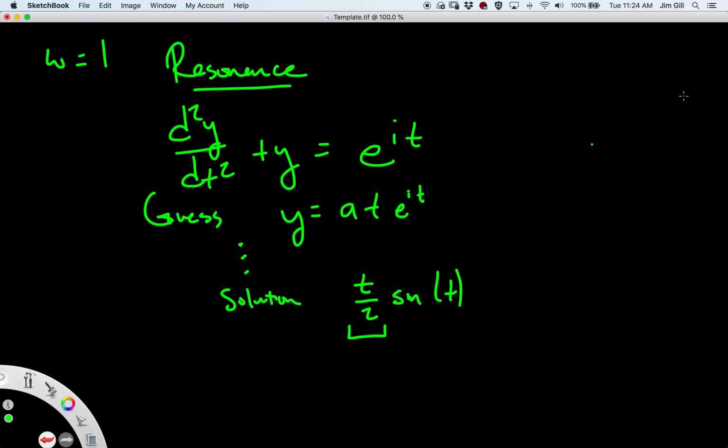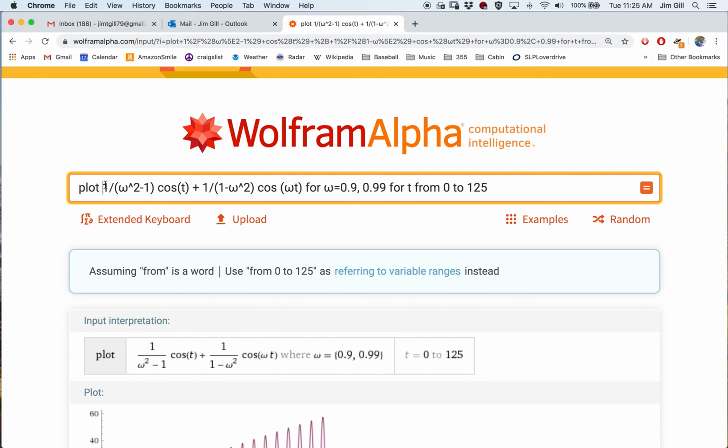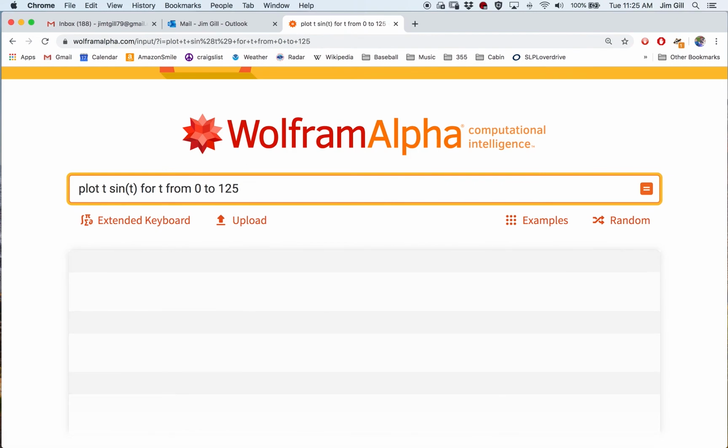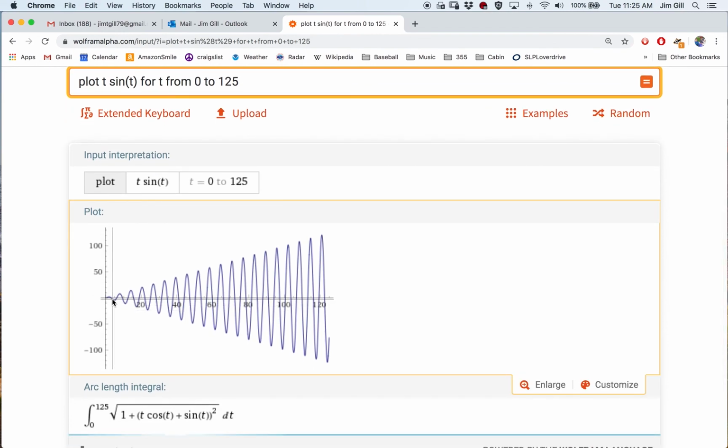And what does that mean for the solutions? Well, that's easy to plot. Let's get t sine t. Here, what we get is something that looks similar to what happened when omega was 0.99 here, but this will just keep growing, right? The other one would eventually come back down and have a beat with a very, very large period. But this one does not beat at all. It just continually grows, right?